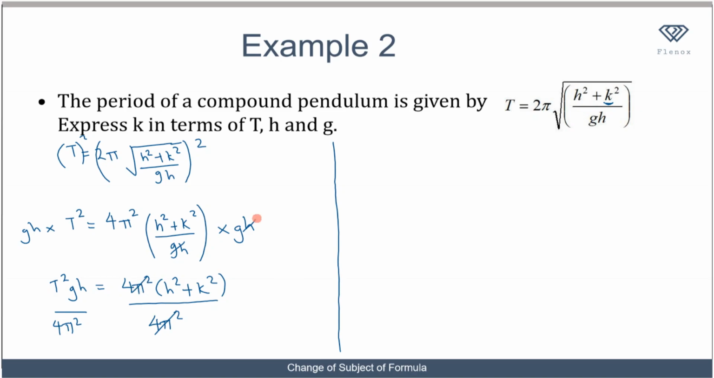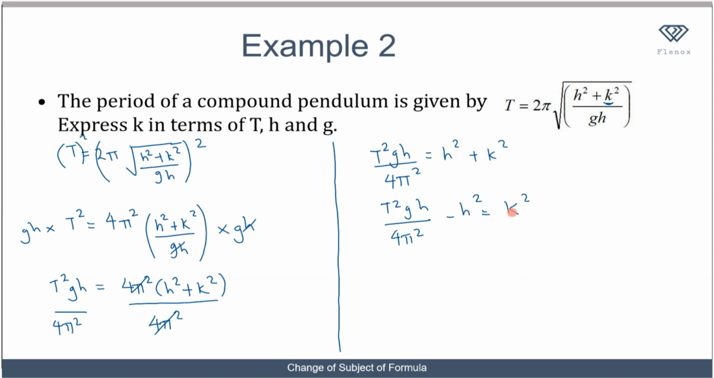This will cancel this. So I'm left with what? T squared gh over 4 pi squared is equal to h squared plus k squared. So what can I do now? I'm trying to make k the subject of the formula, so I can minus h squared from both sides, or similarly, it means bringing h to this side. So I'm left with what? T squared gh over 4 pi squared, then minus h squared is equal to k squared.